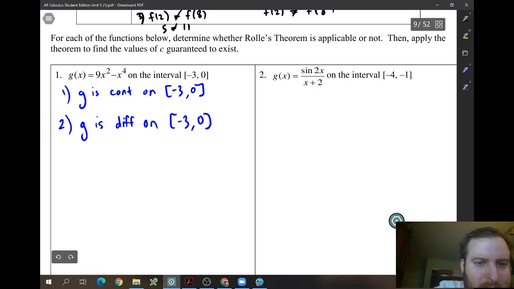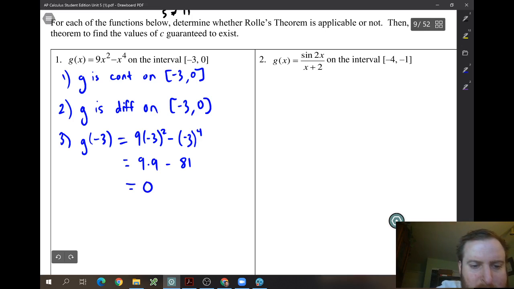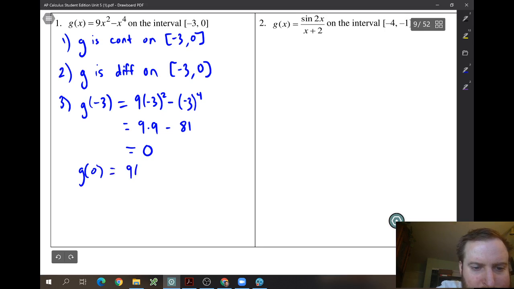And then our third rule is that g of -3 has to be equal to g of 0. So what I do is I just plug in both of them. So 9 times -3 squared minus -3 to the 4th. That gives us 9 times 9 minus 3 to the 4th, which is 81. And that's 81 minus 81, or 0. Then if we do g of 0, we get 9 times 0 squared minus 0 to the 4th, which equals 0. So we can say, therefore, Rolle's theorem applies.